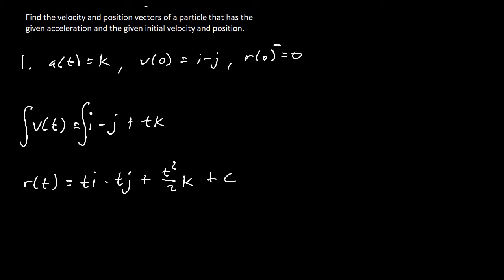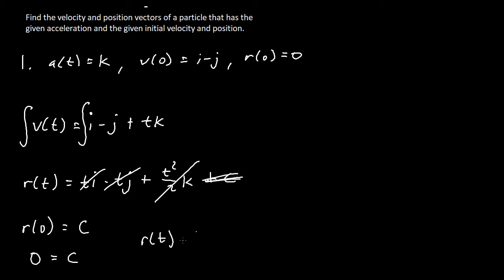So now we know that r of 0 equals 0. So if I plug in 0 for t here, r of 0 equals 0 times i, which is 0, 0 times j, which is 0, and then 0 squared over 2 is still 0, and then we'll get c. And r of 0 is equal to 0, so we can replace 0 with r of 0, which tells us that c is 0. So if c is 0, that means our final equation for the position vector, r of t, is going to be just as it is, and we make c 0. So we can cross that out. So we get t i minus t j plus t squared over 2 k.